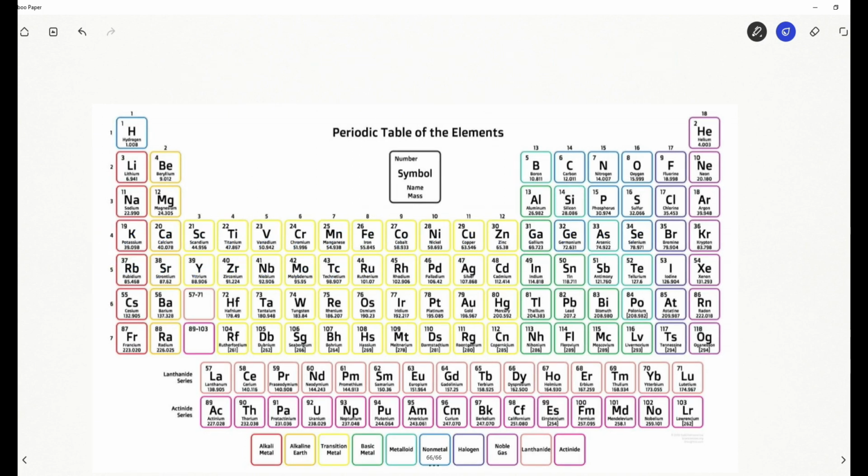The f orbitals are contained in 2 series. You can see they're actually labeled here. The lanthanide series and the actinide series. They're simply named after these elements right here, lanthanum and actinium. Now, again, depending on your periodic table, you may see lanthanum up here and actinium right here. The reason you see lanthanum and actinium up here in the d block is because they do actually belong in the d block.